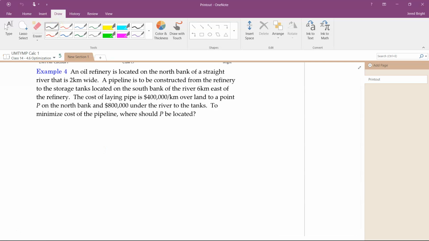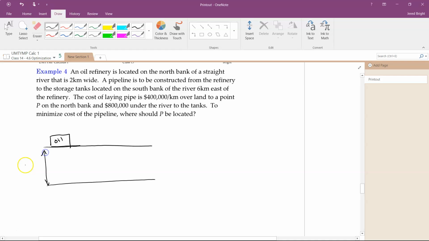But so we have an oil refinery located on the north bank of a straight shoreline. Okay, so the straight shoreline here is going to be the oil refinery. And a river that is 2 kilometers wide. So I'm just going to make note of that. 2 kilometers. And a pipeline is being constructed from the refinery to storage tanks located in the south bank. So here's the tank.